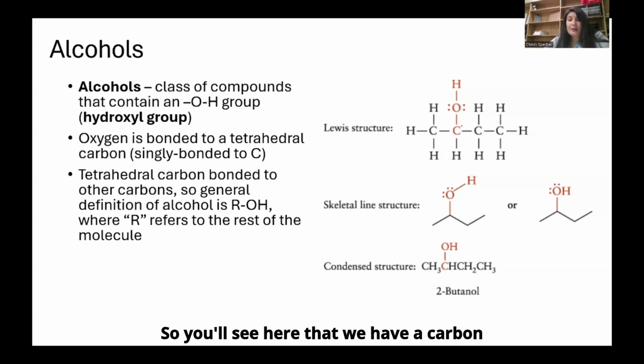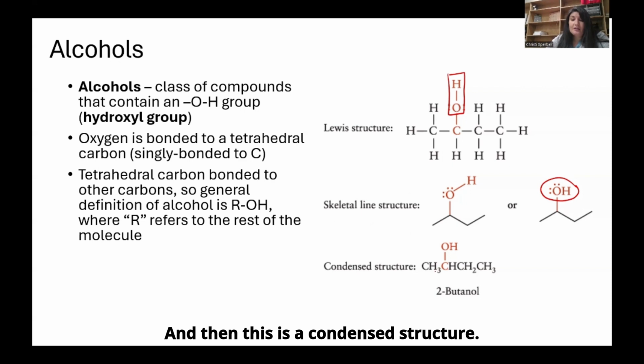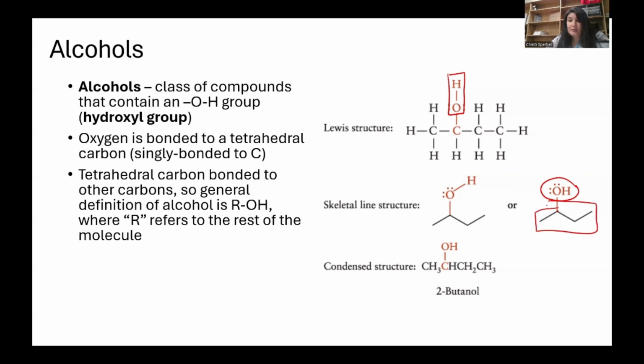So you'll see here that we have a carbon bonded to an OH group. Same with over here. And then this is a condensed structure. The OH is here, and this is the rest of the molecule. So this is R.